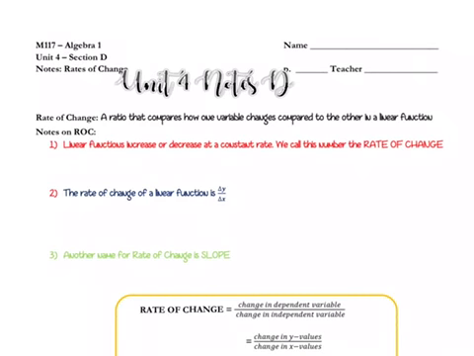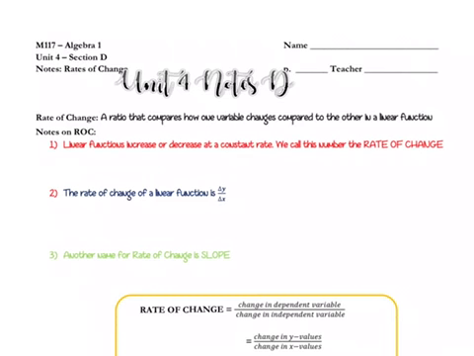We're going to take a look here at Unit 4, Notes for D, and we're going to talk about the rate of change of a linear function. So a few things to keep in mind, and these are items 1, 2, and 3 on this list. Linear functions increase or decrease at a constant rate. That's what we're going to refer to as our rate of change.